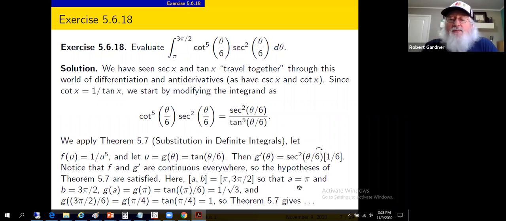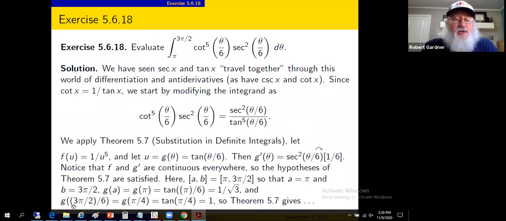So when a equals pi, we'll plug pi in here. We'll get the tangent of pi over 6. So g of a, g of pi, is the tangent of pi over 6. It's 1 over the square root of 3, special angles.